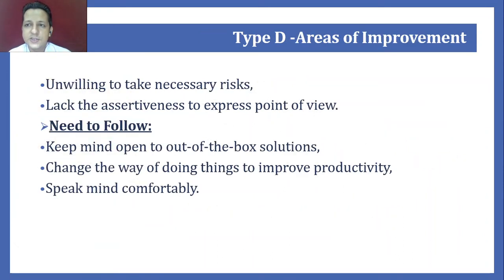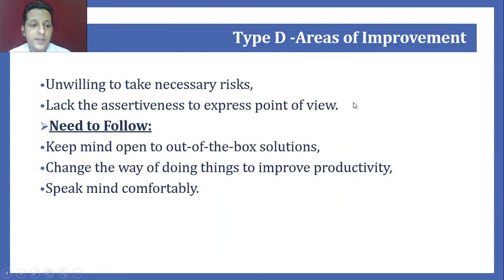As far as their areas of improvement are concerned, we may find that such types of people who are supporters by nature may be unwilling to take necessary risks because they are too silent. They are not that expressive. They don't like to speak much. But then they may be unwilling to take necessary risks at times. So they may also lack the assertiveness to express their point of view. You may be extraordinary in your work, but you should also be assertive sometimes and express your point of view firmly. This is what these kinds of people may lack.